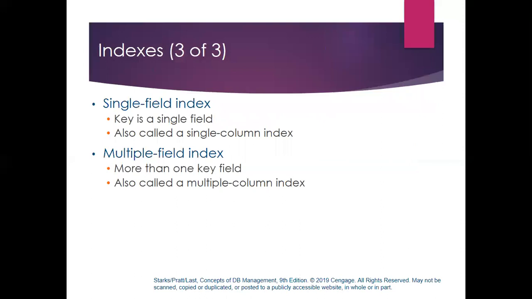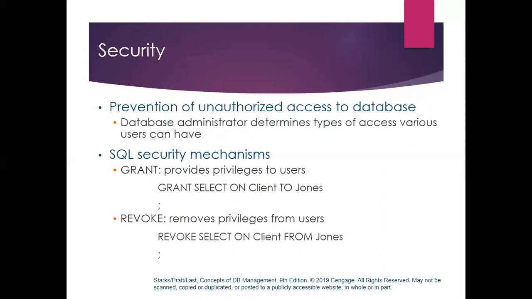When an index whose key is a single field is created, a single field index, which is also called a single column index, has been created. A multiple field index, also called a multiple column index or composite key, is an index with more than one key. See pages 138 to 141 of the textbook.